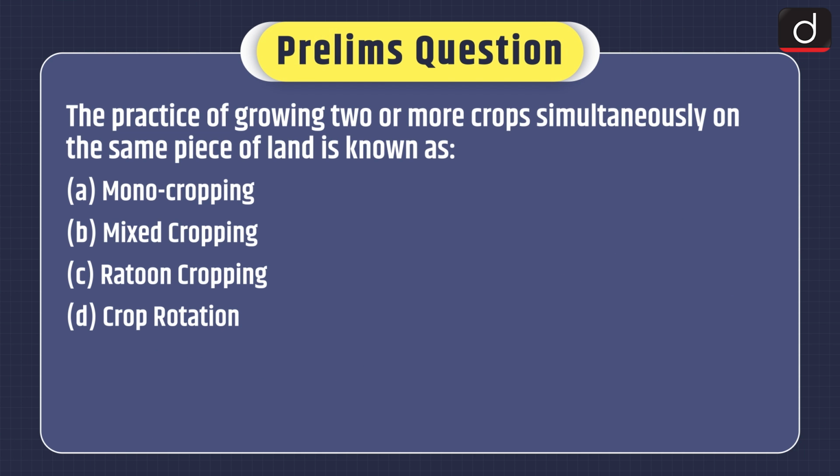Now moving on to practice questions. First of all, prelims based question. The practice of growing two or more crops simultaneously on the same piece of land is known as monocropping, mixed cropping, ratoon cropping, or crop rotation.